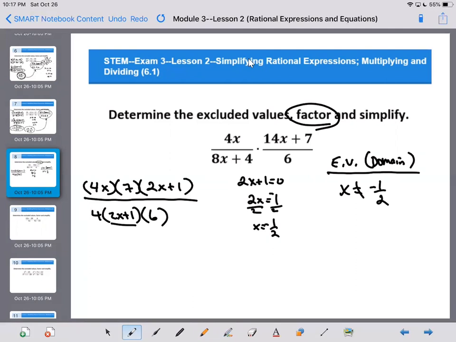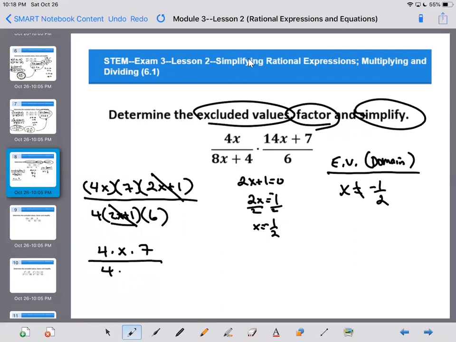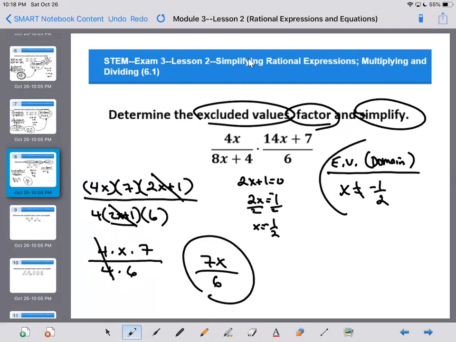Now we can start to simplify, okay? We've already stated our excluded values, we've factored, now let's try to simplify. Well, this 2x plus 1 and 2x plus 1 will divide out. Now you're left with 4 multiplied by x multiplied by 7 divided by 4 times 6. Well, these 4's will divide out. So then what you're left with is 7x divided by 6, which we cannot simplify anymore, along with the excluded values. I need to see both of those when we're simplifying. I need to see your simplified answer, and I need to see your excluded values.